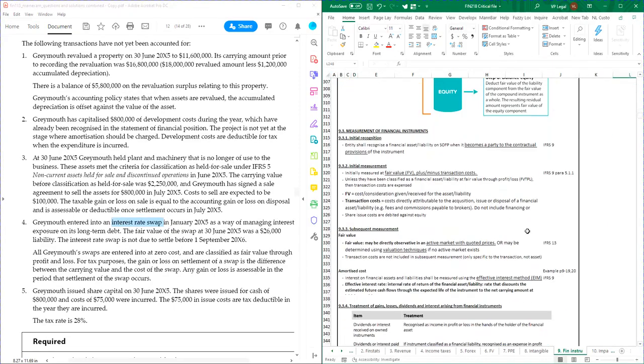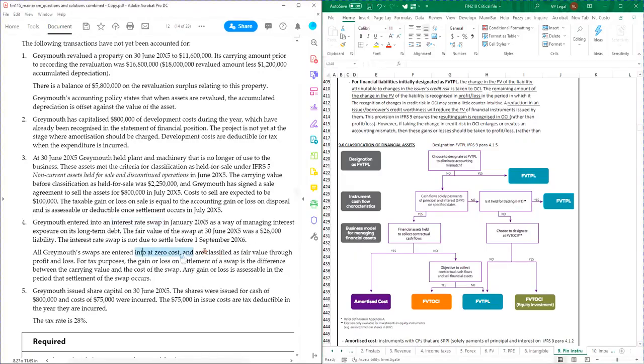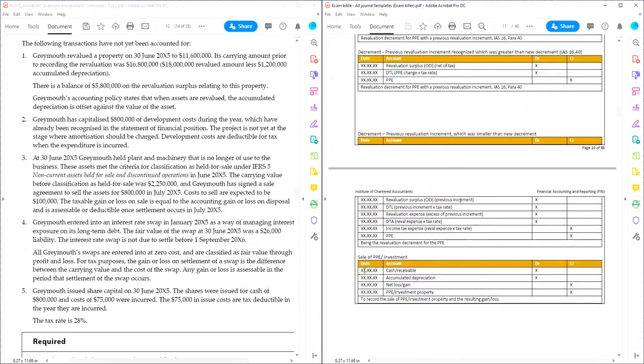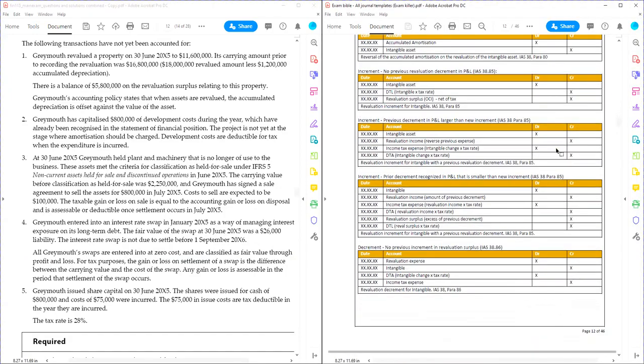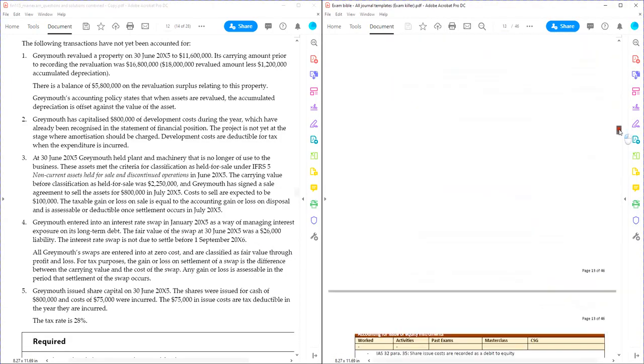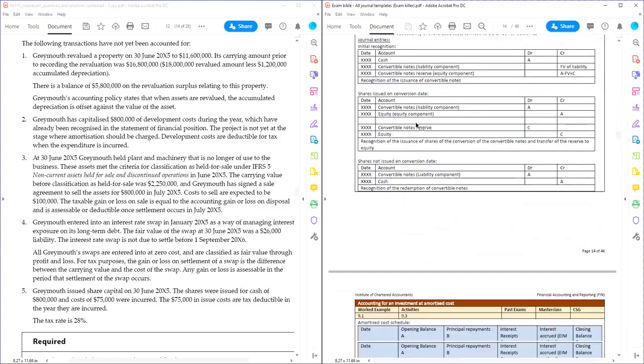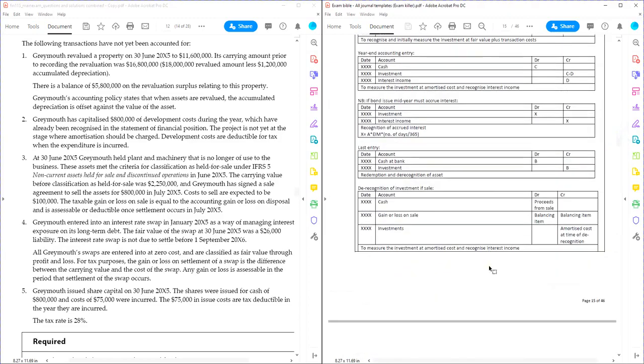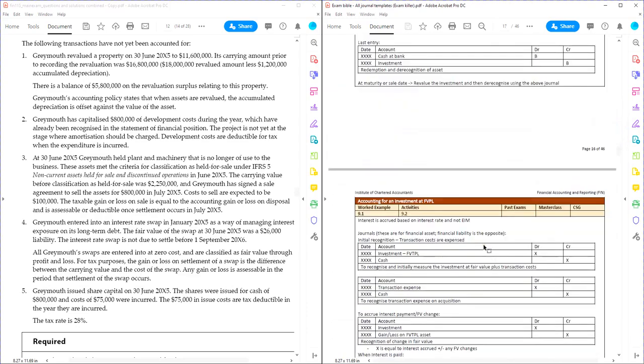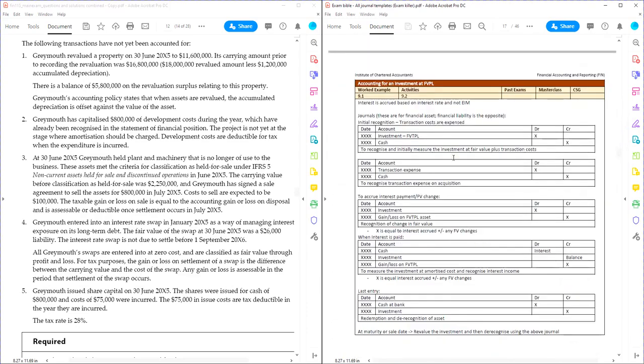So whenever you see that keyword, go straight to your notes on financial instruments to figure out how best to account for them. Now we can see in the question over here, they've actually told us how they're classified, which saves us having to go through this flow chart over here. So they're classified as fair value through profit and loss. So that makes it easy for us. All we need to do now is go to our financial instruments section of the exam Bible. Here it is here. Look up accounting for fair value through profit and loss. Here we go.